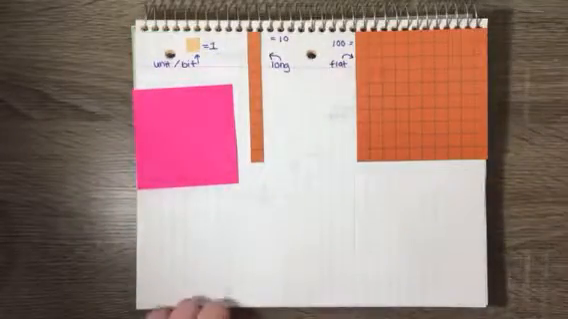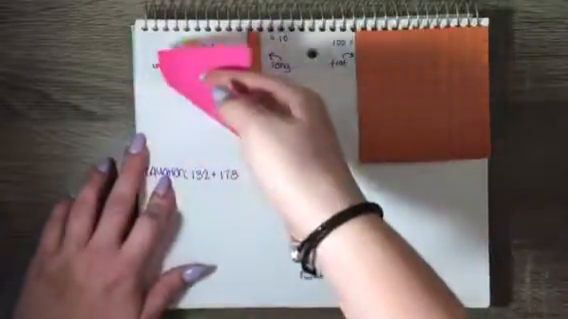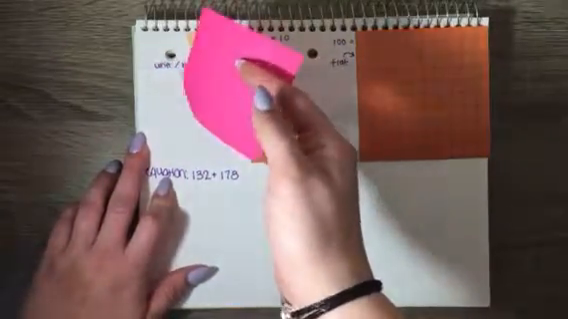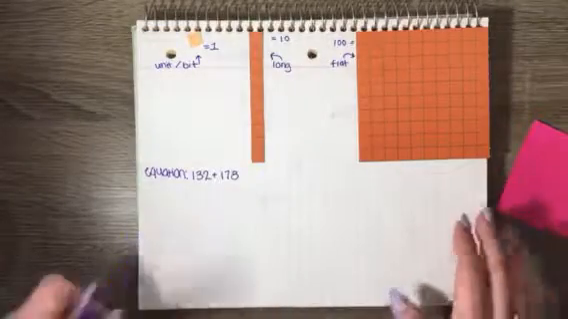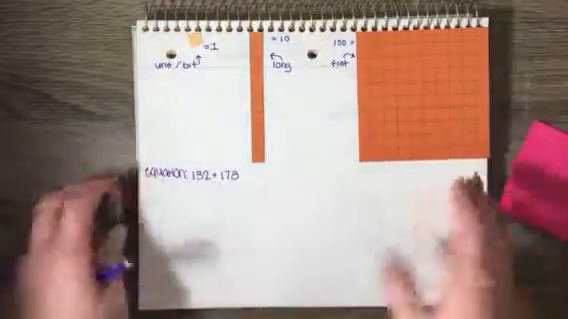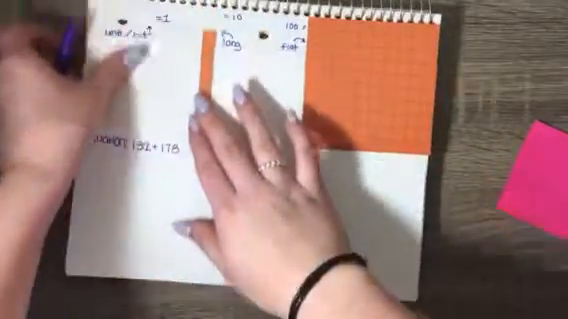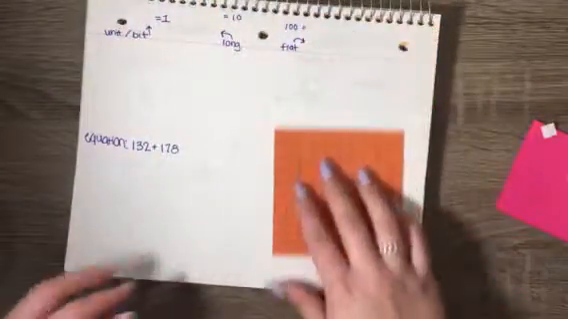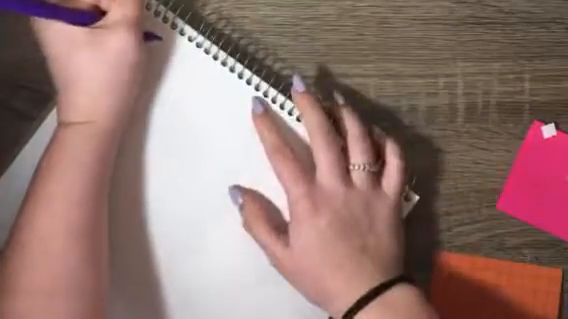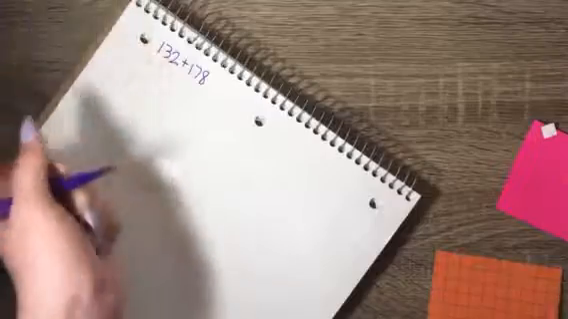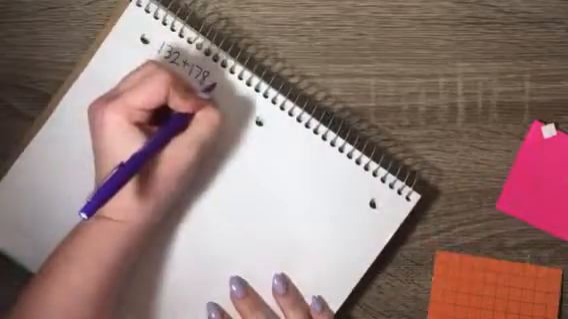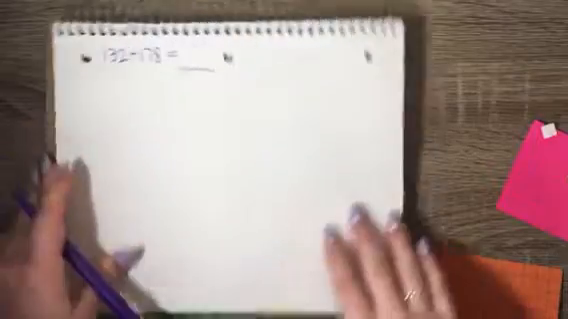So for our 3-digit equation, I chose to use 132 plus 178. So now that that's there, I'm going to take these off so I can use them. Once again, I'll rewrite that equation at the top here: 132 plus 178. And we're going to find out what that equals.